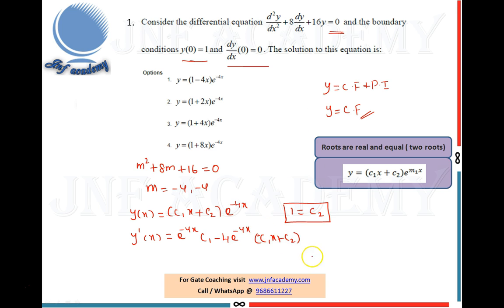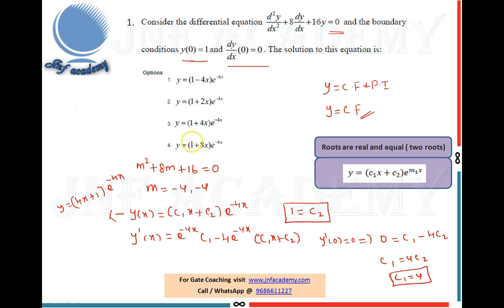Now substitute that condition. y dash of 0 equal to 0 gives 0 equal to c1 minus 4c2. So c1 equal to 4c2. c2 is 1, so c1 equal to 4. Finally, I got c1 and c2. Substitute the c1 and c2 values in the solution, that is y of x equal to (4x plus 1), since c1 is 4 and c2 is 1, into e power minus 4x. So the answer is (1 plus 4x) into e power minus 4x. Option 3 is the correct answer.